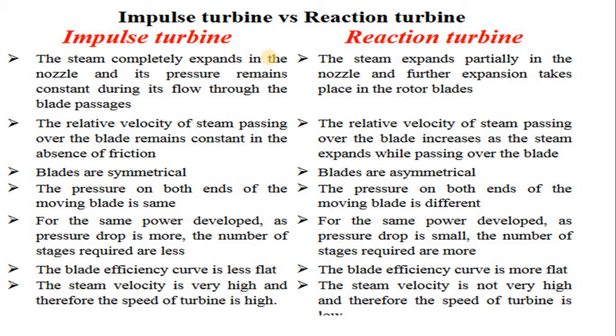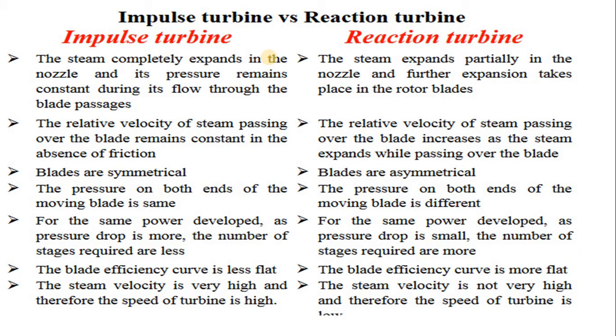Fourth one, the pressure on both ends of the moving blade is the same. The pressure on both ends of the moving blade is different in the reaction turbine. Next is, for the same power development, the pressure drop is more in the impulse turbine, but in the reaction turbine the pressure drop is small, because the number of stages required is more in the reaction turbine, and in the impulse turbine the number of stages required is less. The next important is, the blade efficiency curve is less flat for the impulse turbine and more flat for the reaction turbine.